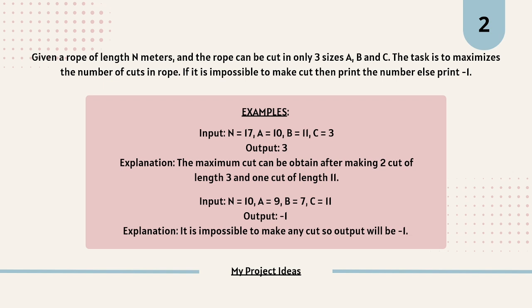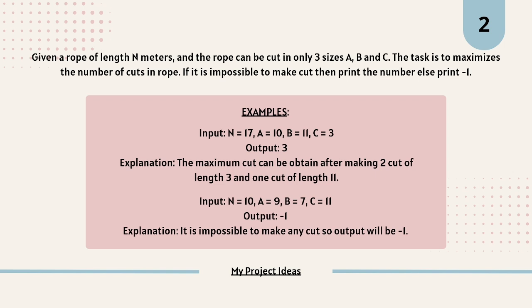So what will you do? You will take length 11 first. You will cut the 17 length rope into 11. Then the remaining is 6. Then you need to cut it into equal parts, 3 and 3, that is 3 meters and 3 meters. You got the output as 3 because you cut it 3 times.